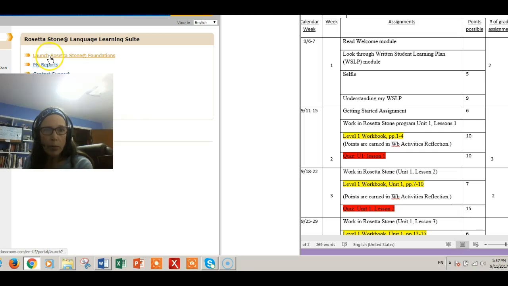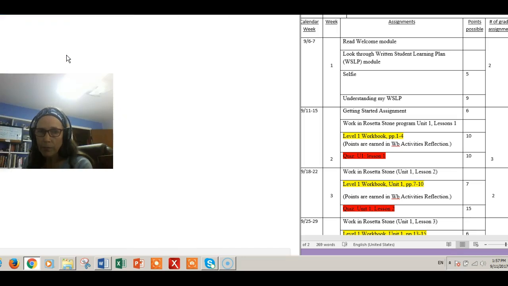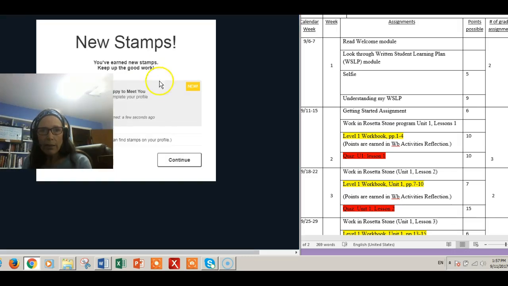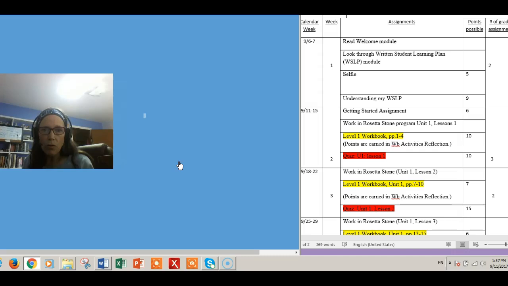and then it may come up with these Launch Rosetta Stone Foundations. I'm just going to left click it and see if it works. Sometimes you have to right click it, or you might have to hold down the Alt key and click it. I am in somebody's account, so it's going to show what this person has done.